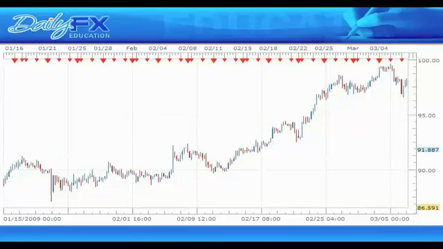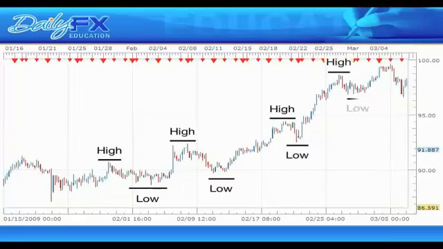I like to see at least 20 days of activity on the 4-hour chart. Here I can see an uptrend as a series of higher highs and higher lows. And this is a good environment to look for buying opportunities, as you can see where each time the market moved down, it found support and moved back up to the new highs.